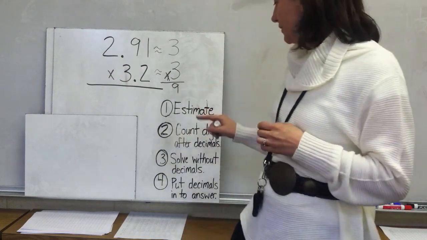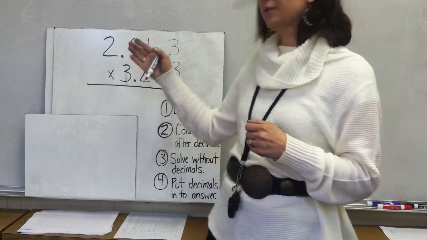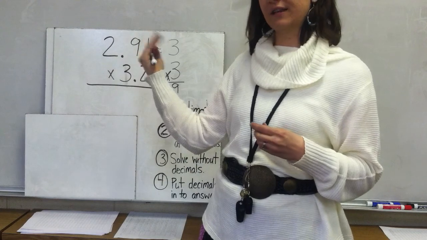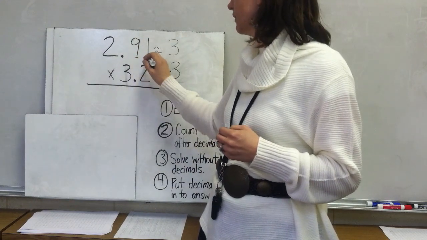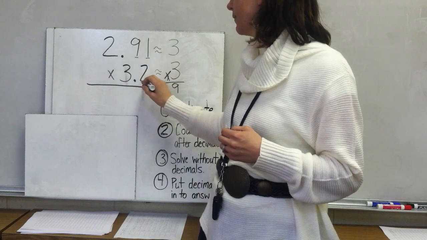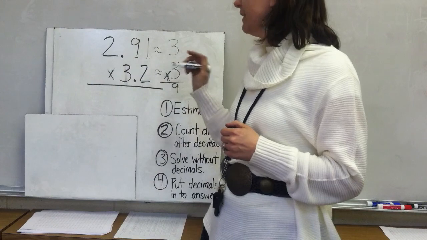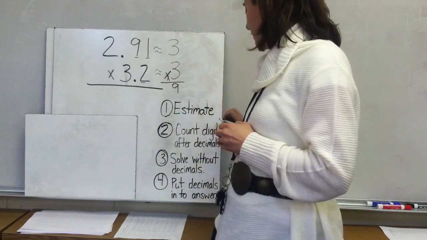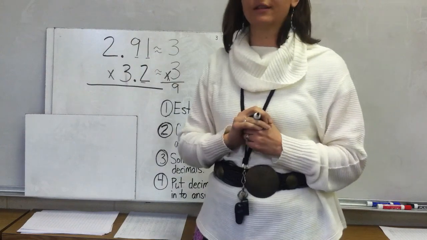All right, after we do that, we're going to count the digits that are after the decimals. So the digits that are to the right of the decimal. In this case, we have 1, 2, 3 digits that are to the right of the decimal. So we need to remember that for later. So I'm going to put down over here, we have 3 digits to the right of the decimal.